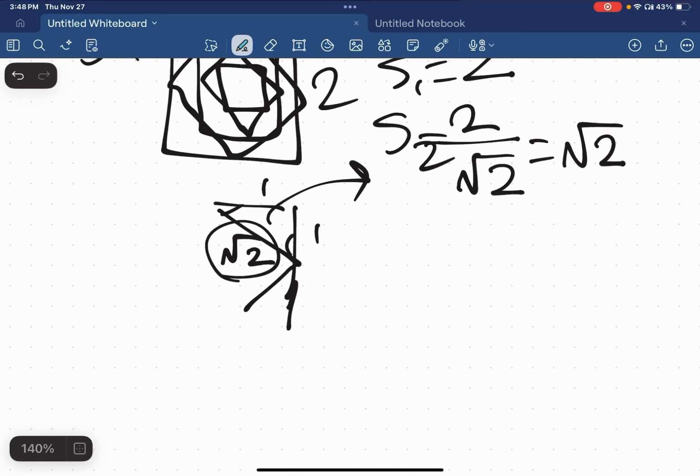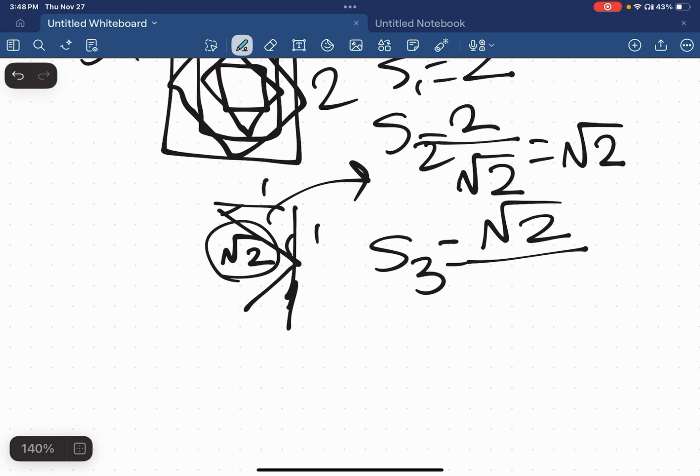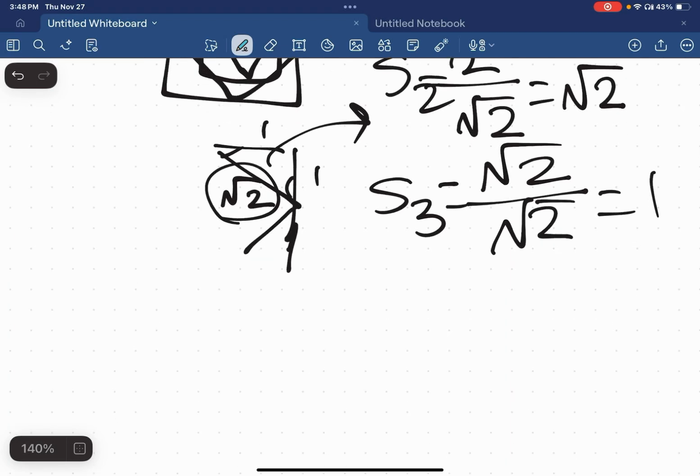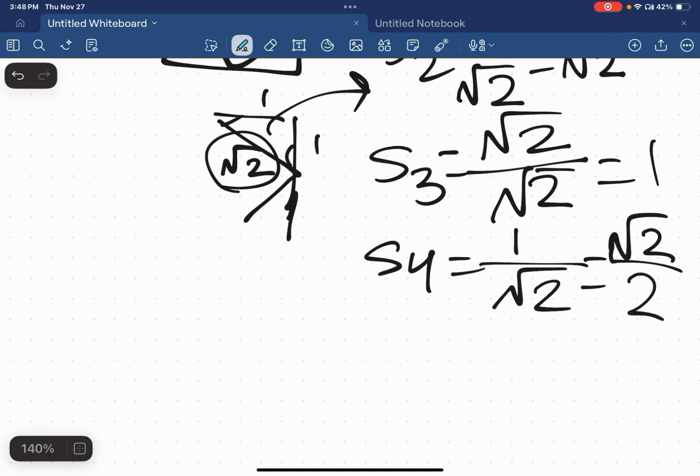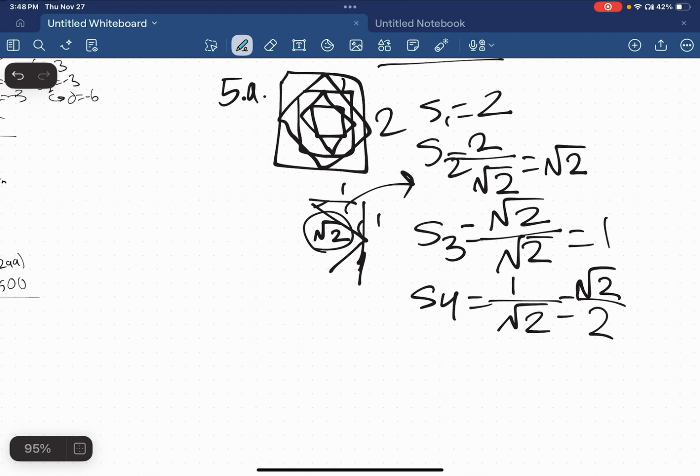And then this pattern just continues. Side 3 is going to be equal to the square root of 2 divided by the square root of 2, which is equal to 1. Side 4 is going to be equal to 1 divided by the square root of 2. And I guess we gotta rationalize this. Square root of 2 over 2. And that is your answer for 5A.